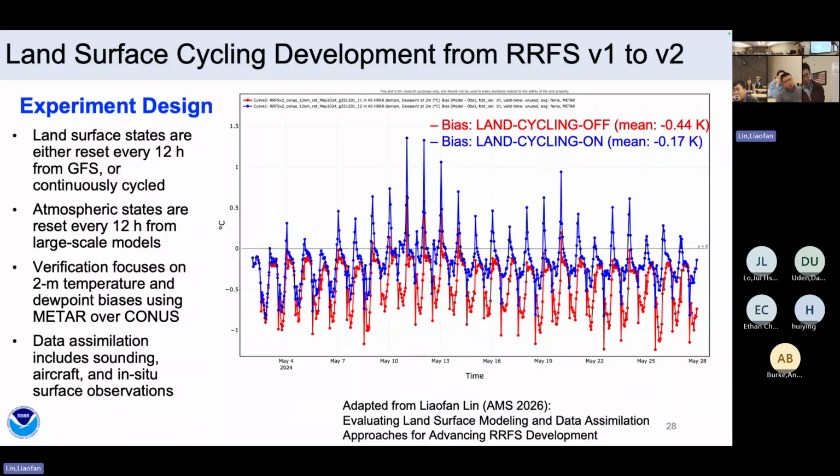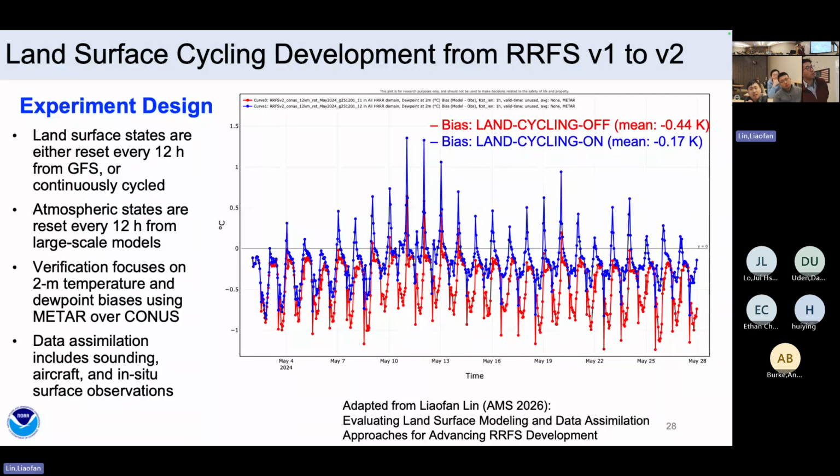Yes. What I find interesting is that the x-axis shows the time, so it captures the cycle every day. At some point during the day, maybe at night or during daytime, you have negative bias, and mostly if you turn off the land cycling, it's going to be negative bias. Then at some point during the daytime, you somehow show a better prediction because the bias is near zero. Do you have any explanation why it happens? It depends on the temperature of the day.